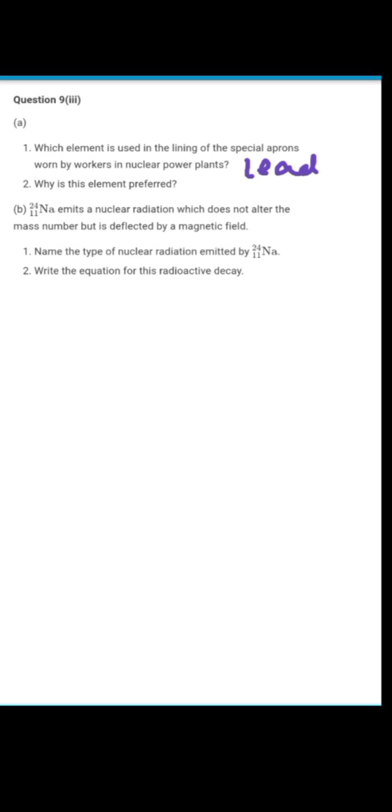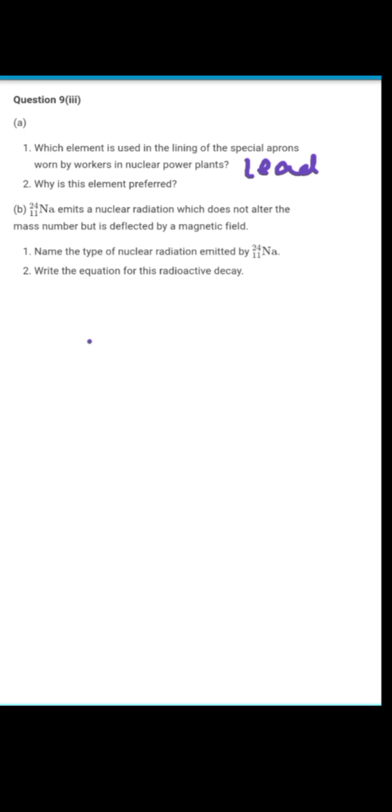Also, while disposing of radioactive wastes, we have studied that they are sealed in lead containers. Again, the same reason. Sodium-24 emits a nuclear radiation which does not alter the mass number, but it is deflected by the magnetic field. Name the type of nuclear radiation emitted by the atom, and write the equation for this radioactive decay.